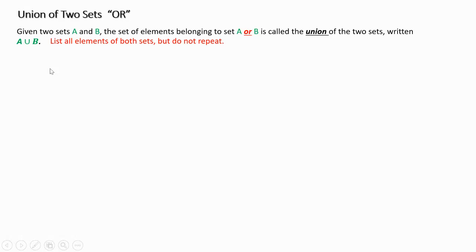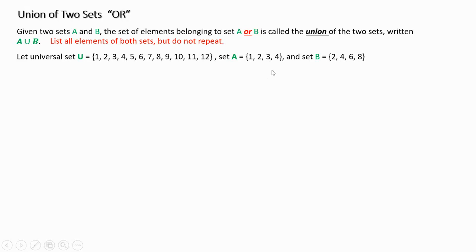Okay, now here's my definition. At times some of the wording from the book is kind of hard for the students to understand, so I have to come up with an alternative way to explain the material. So this is what I tell my students: you're going to list all the elements of both sets, but do not repeat them. Okay? Example.